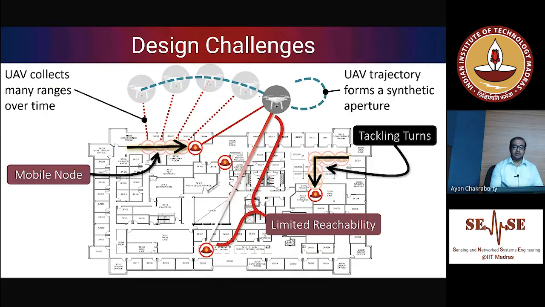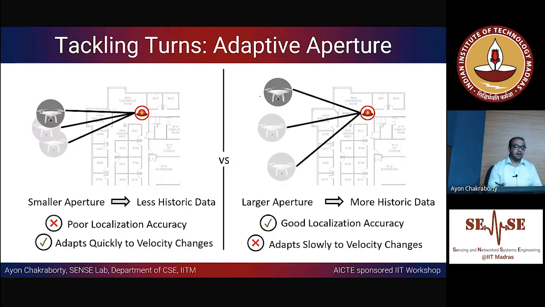So the next problem is with tackling turns. Again, it is related to how we solve this multilateration problem. We are going deep inside some artifacts of this multilateration technique in order to understand that a turn has happened. First, let me explain what the role of the synthetic aperture is here. We are trying to use an adaptive aperture that we will come to later, right?